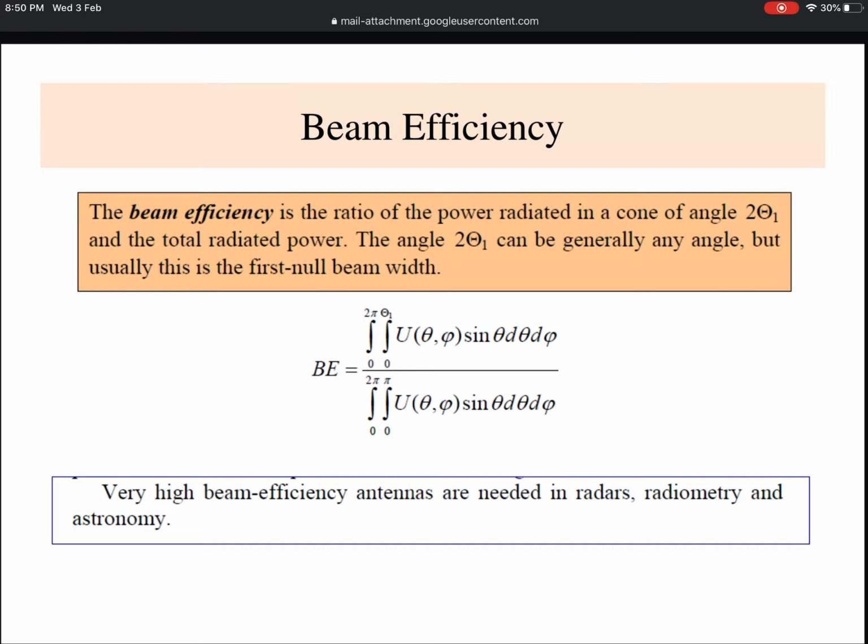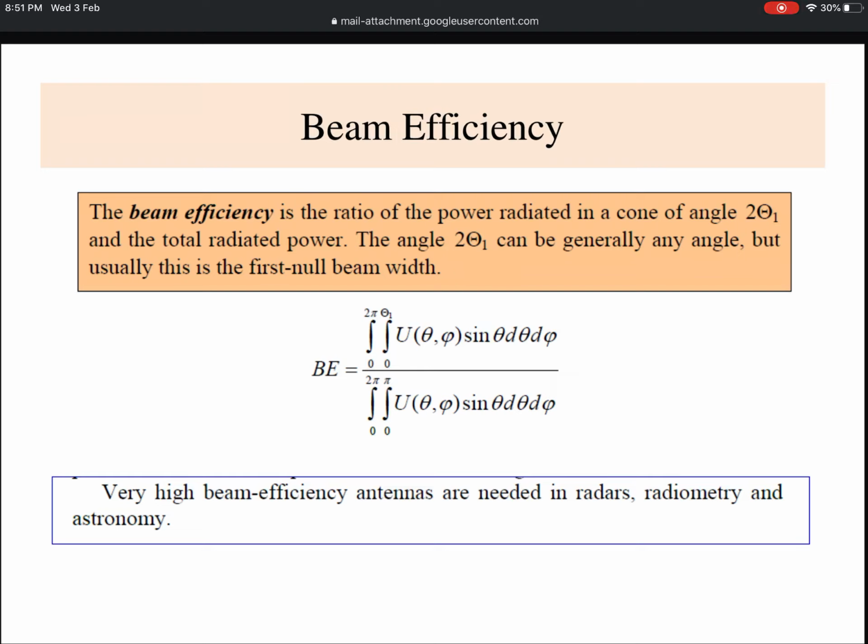So in the denominator you see 0 to 2 pi, 0 to pi, U(theta, phi) sin theta d theta d phi, and the 2 theta 1 if I need. The beam efficiency means the ratio of the power radiated in a cone angle of 2 theta 1. Theta is symmetric, so I integrate one side, which is why it is 0 to 2 theta 1. The power with respect to the radiation intensity is integrated over the solid angle, and the d phi integration is actually the 2 pi.